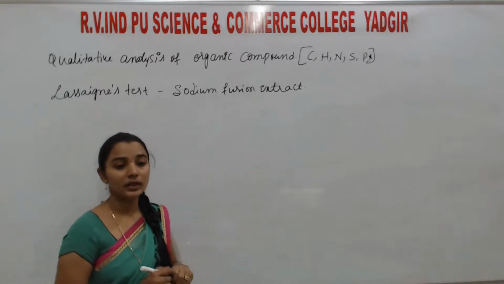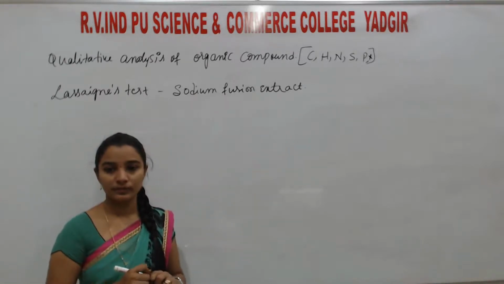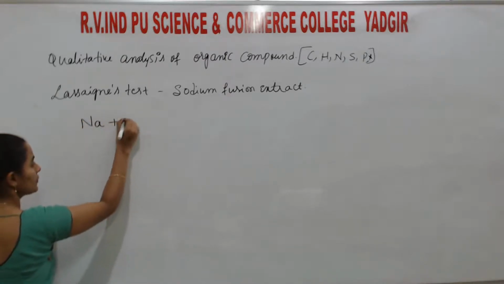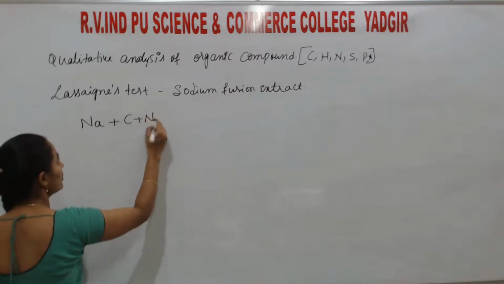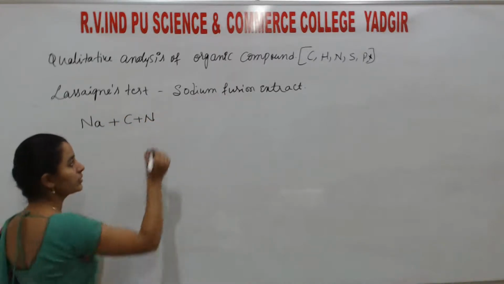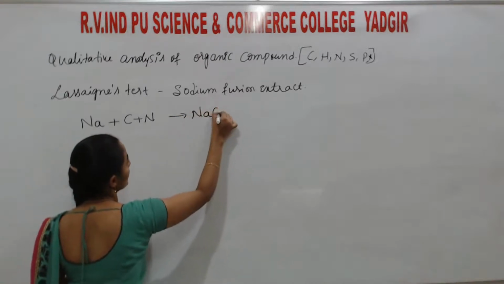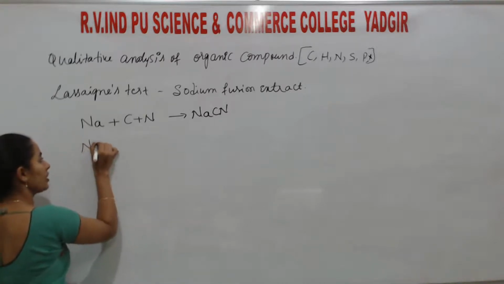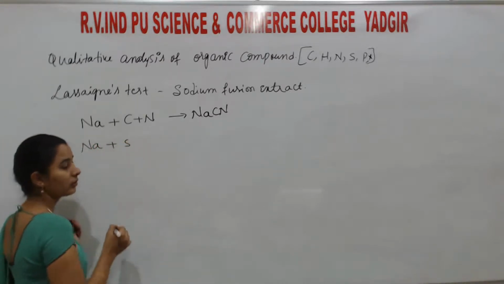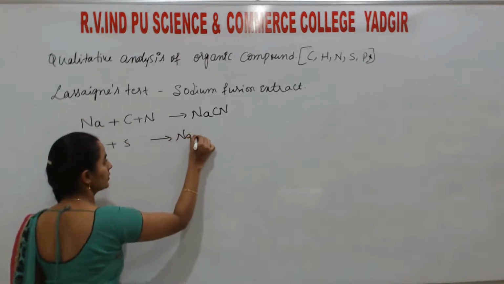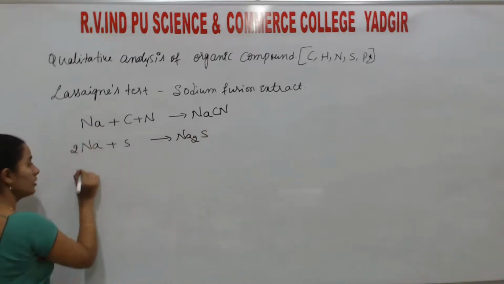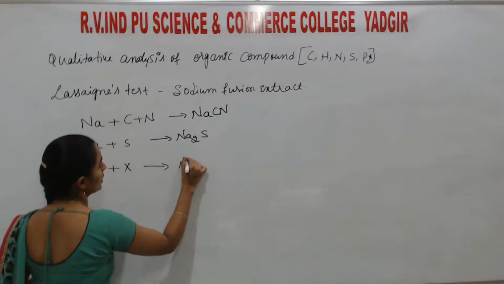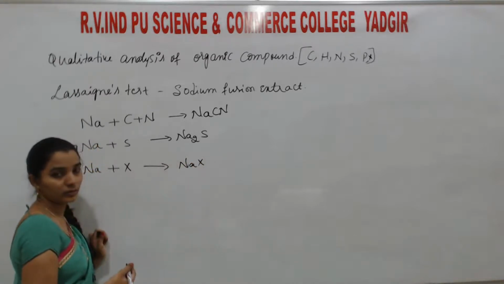So what does the filtrate consist of? It is nothing but a liquid. Understand? When the sodium is fused with nitrogen, and not only with nitrogen but along with carbon, it forms NaCN, cyanide. If sodium is fused with sulfur, it forms Na2S. If it is fused with halogen, it forms NaX.